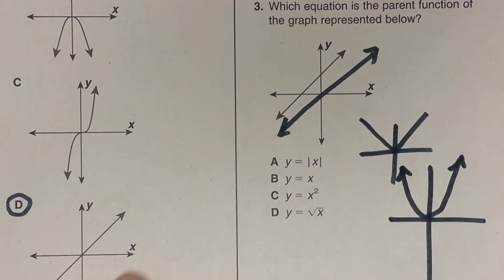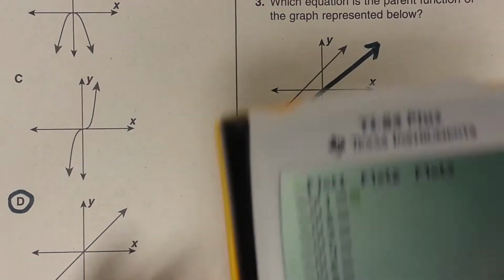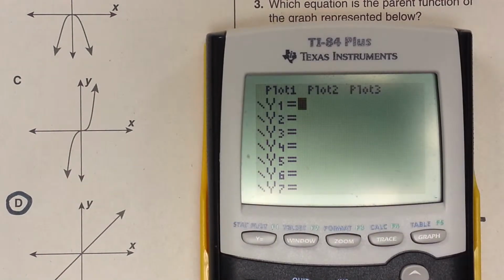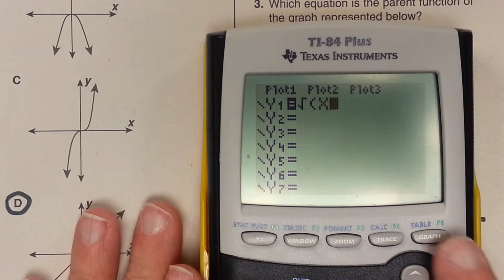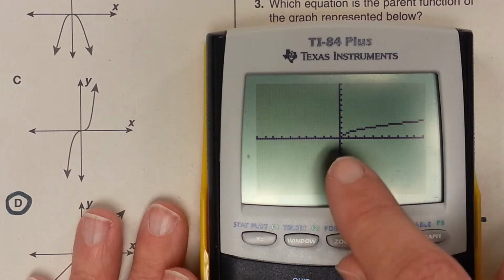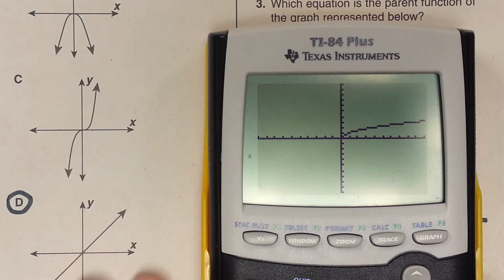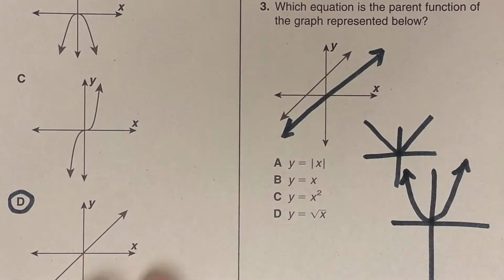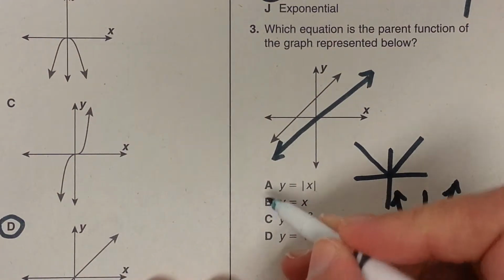And the square root. Once again, I haven't shown you that in the calculator, so let's see what that looks like. If I do second, my x squared button, square root of x, if I go and look at the graph, it takes off and just shoots up over to the side. All right, so which one of these is the parent function? It would have to be answer choice B.